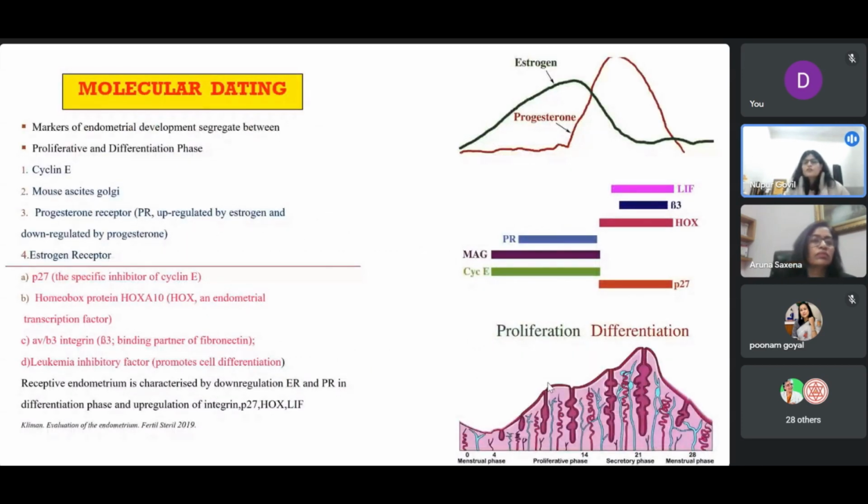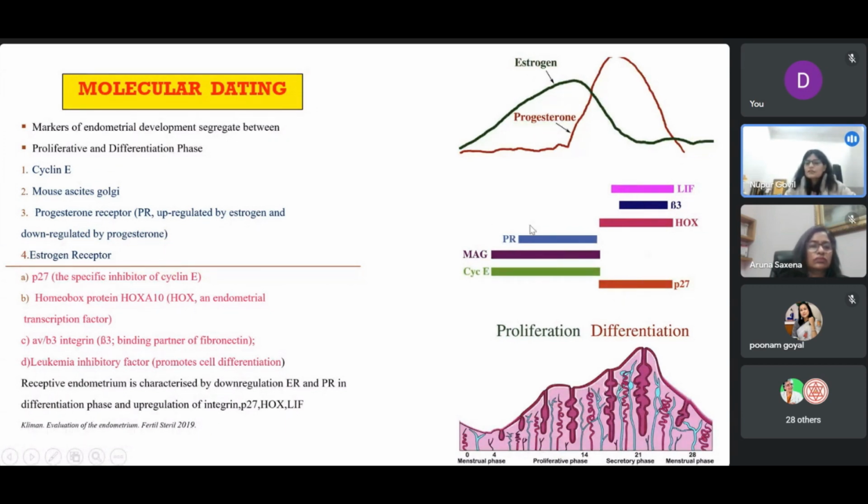Now, we have always focused on histological dating. It should always be balanced with, and it should happen in synchrony with, molecular dating as well. So there are certain markers which are subjected to different phases of the cycle. There is an estrogen phase, there is a progesterone phase. So there are certain molecular markers which are expressed specifically in the estrogenic phase, and there are certain molecular markers which are expressed in the differentiation phase, that is the progesteronic phase.